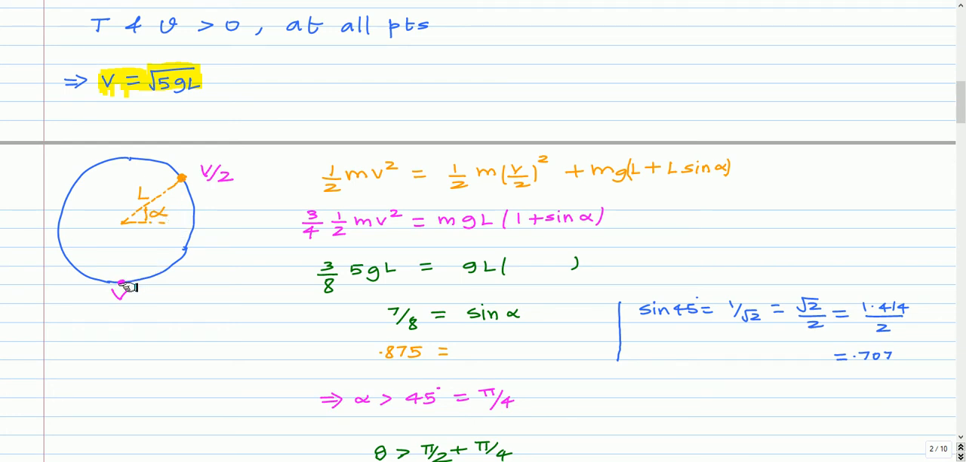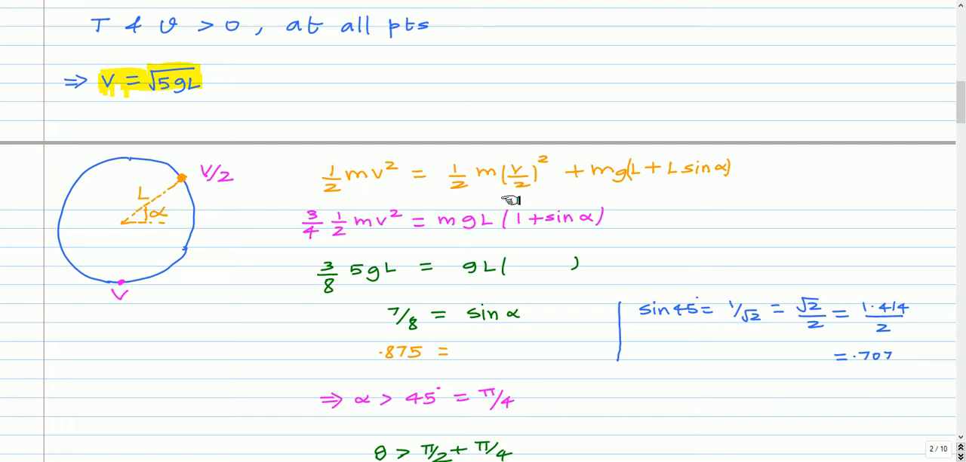Now writing the energy equation between this point and this point, the energy at the bottommost point is the kinetic energy, half m v square, and at this point the kinetic energy has been reduced to half m (v/2) square, but there is an increase in the gravitational potential energy. The earth is somewhere here, so the difference in height between these 2 points gives the increase in the gravitational potential energy. This height is from here to here, that is L, the radius of the circle, and this length, that is L sine alpha. So the total increase in height is L plus L sine alpha.